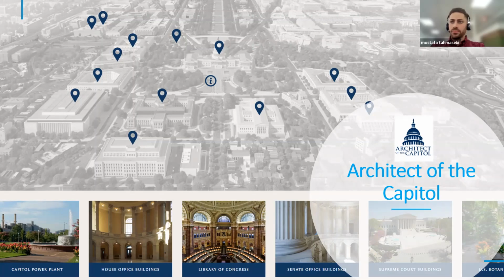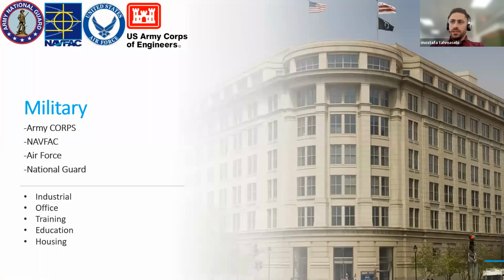For these specific projects, AOC acts as both project manager and designer. So we will have a series of requirements by the project manager and designer that we have to follow and keep in mind. The other type of government projects are military projects, and those are usually coming from Army Corps of Engineers, Air Force, National Guard, and it covers different types of buildings: industrial buildings, office buildings, training and educational facilities, and in a lot of cases, housing for employees of these sections of government.